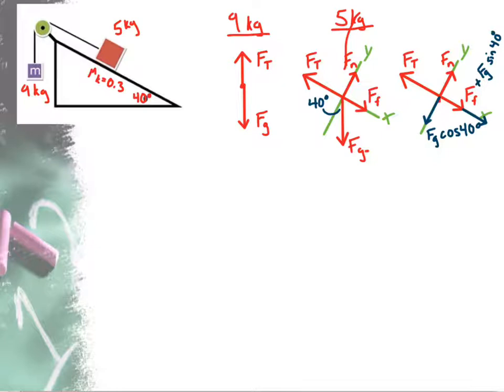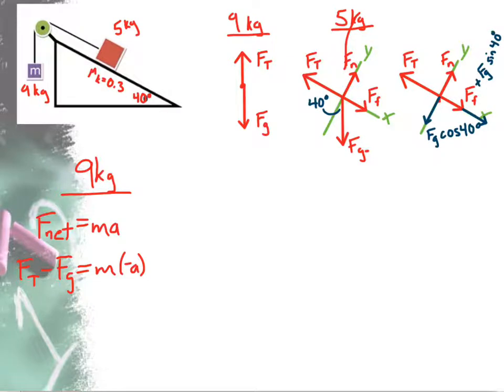Okay, now that I have those free body diagrams set up, let's go and write down Newton's second law. Let's write it down for the 9 kilogram block. F net equals ma. It's just tension minus gravity, and that is equal to m times negative a. The reason I put negative a in here is because I am expecting the block to accelerate in the down direction.